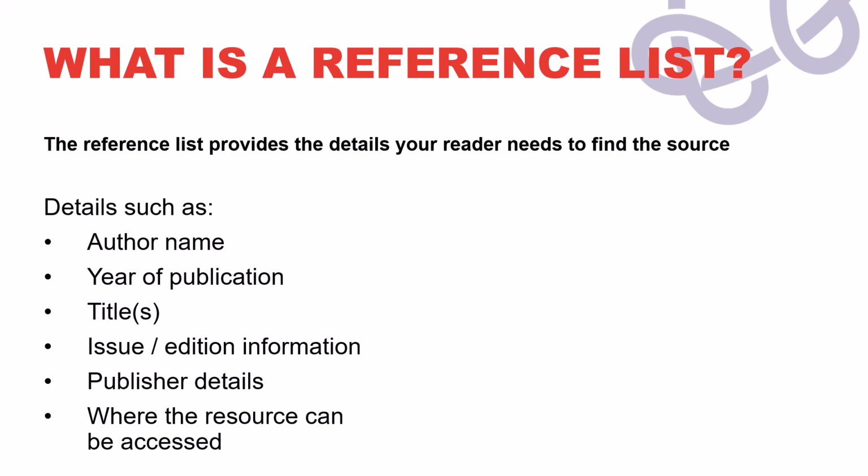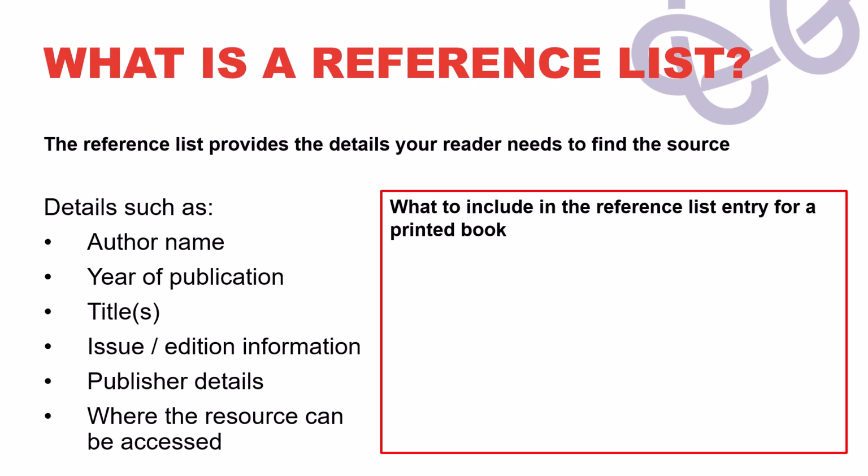The reference list entries might include details such as the author's name, the year of publication, the titles of your sources, issue and edition information that goes with those titles, details of the publisher, and where the resource can be accessed. So different source types might require slightly different bits of information.